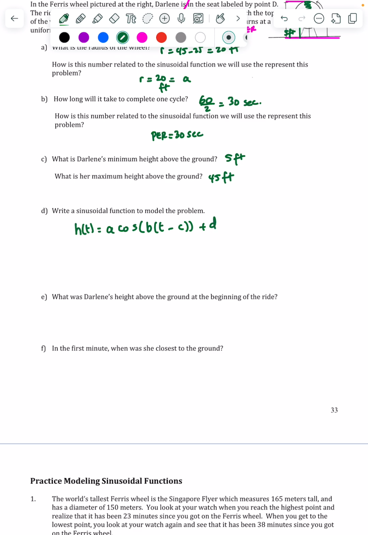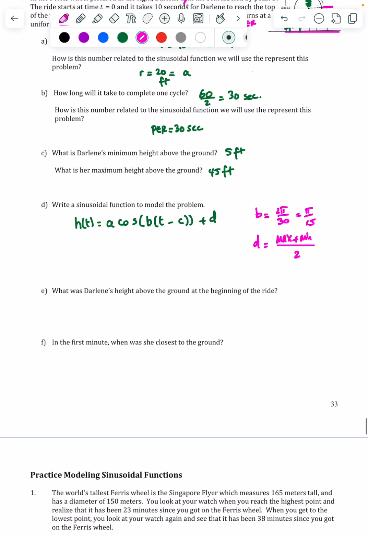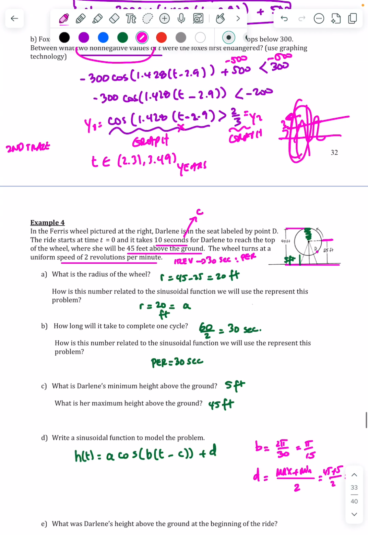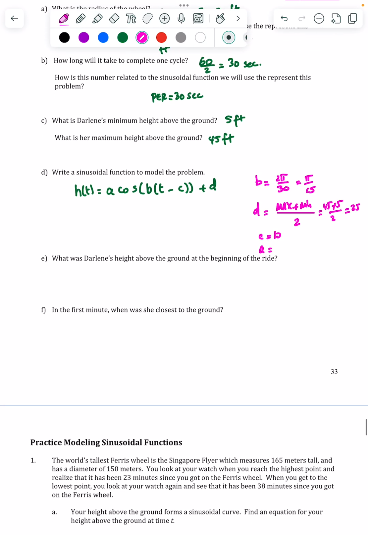So let's put things together. Remember, we have to put these elements together. B is 2 pi over the period, 2 pi over 30, which is really pi over 15. And D is max plus min, remember, that's the midline, max plus min divided by 2, which is 45 plus 5 divided by 2, and that's going to be 25. So I have B, I have D. I already got the phase shift from earlier, which is the 10 seconds, and C is 10. And I know my amplitude from part A, which is 20.